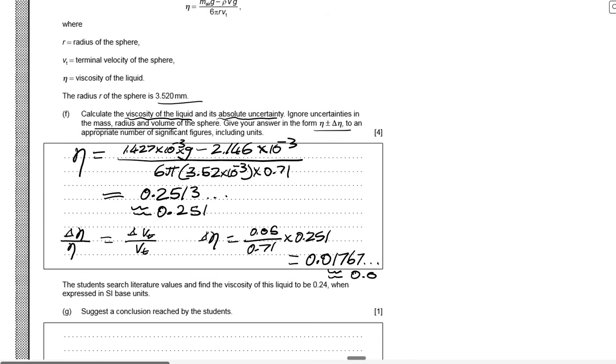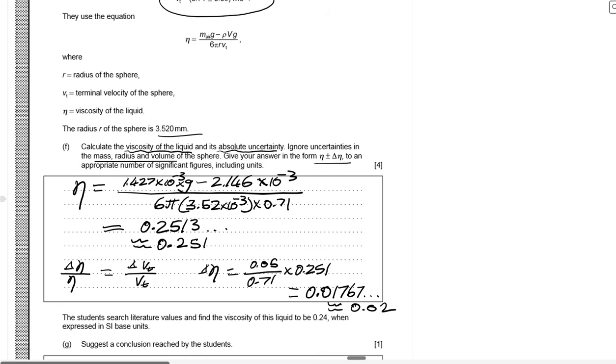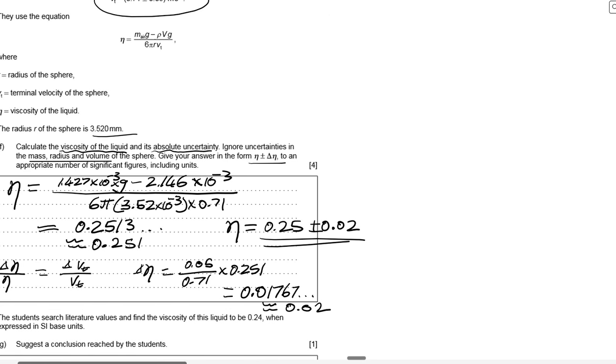Okay, and so that's roughly, and we always want to keep our uncertainty in 1 SF usually, unless we have very high precision. And so what we would do is now write our final answer as 0.25 plus minus 0.02. And we need units.